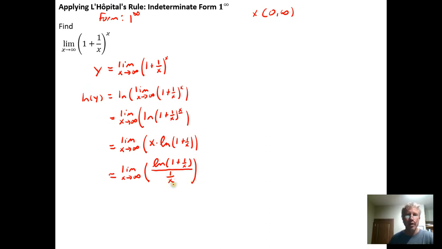And what you want to do is quickly verify that this is the same as this. The natural log divided by 1 over x is the same as the natural log times x, which gives us back what we started with.